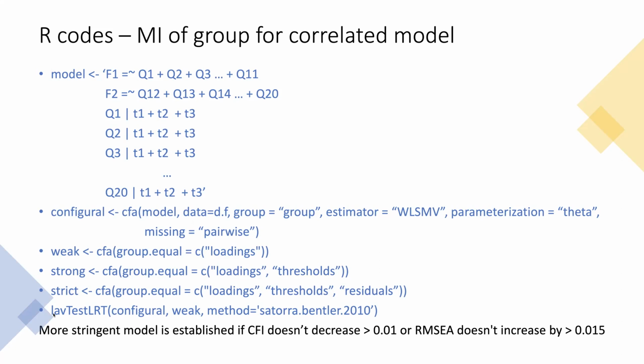And then to compare, you use lavTestLRT. You put in configural and weak, and the method is Satorra-Bentler 2010. There are only 3 methods.